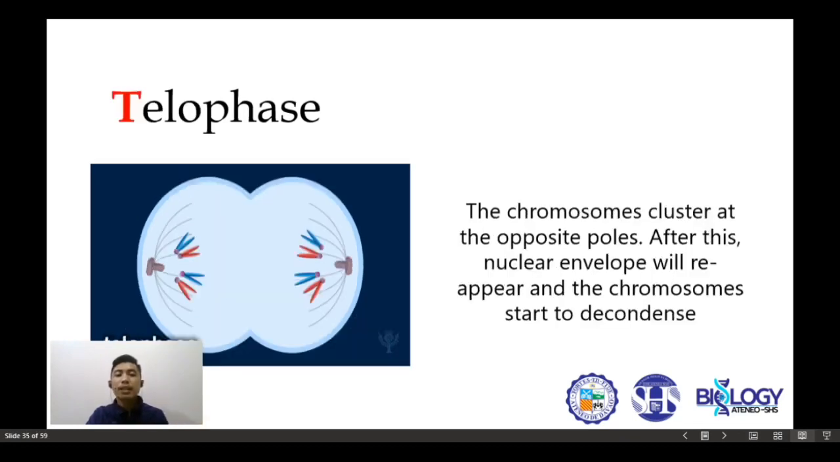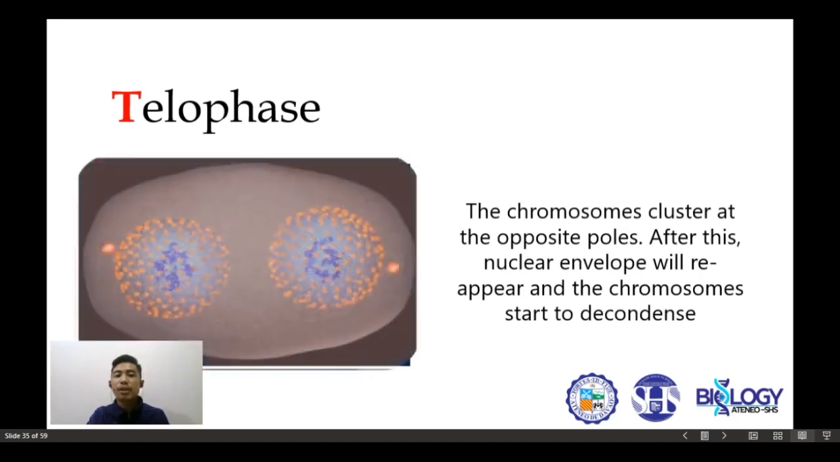And then lastly, in telophase, the chromosomes are now found at the opposite poles. This means there must be two clusters of chromosomes in the cell. In this phase, the nuclear envelope that disappeared during prophase reassembles, and the chromosomes start to decondense. This is another figure of that. This is the nuclear envelope starting to reappear. That is what happens in telophase, and that's actually the end of mitosis.